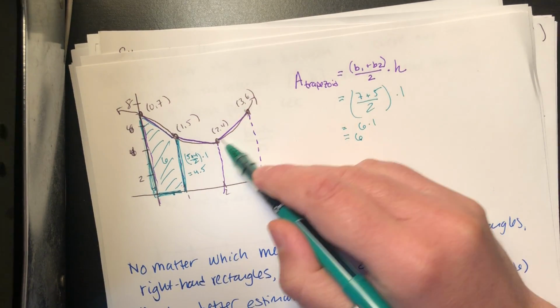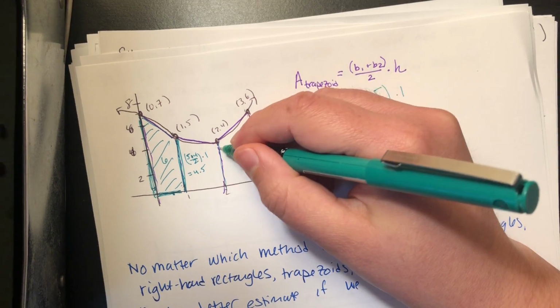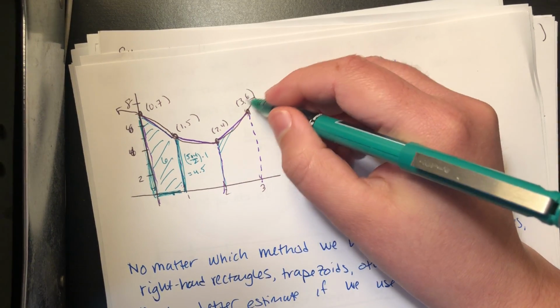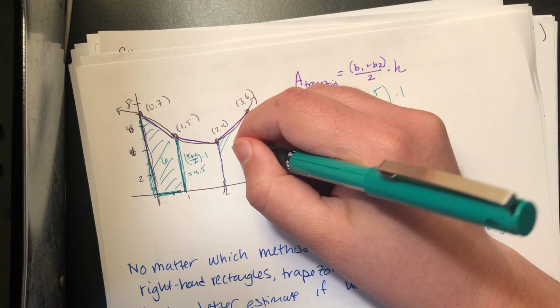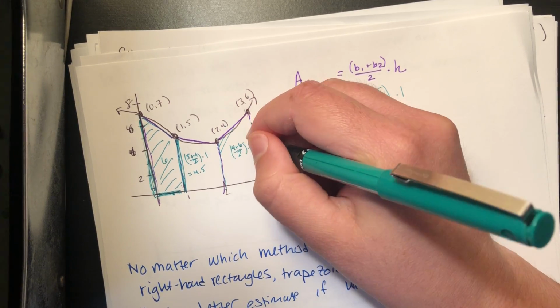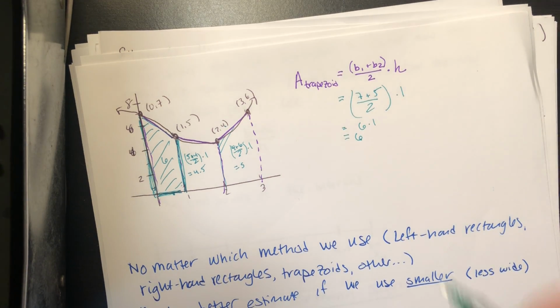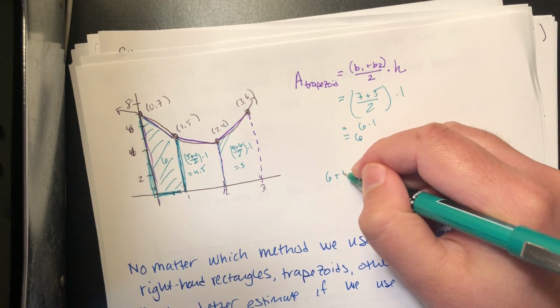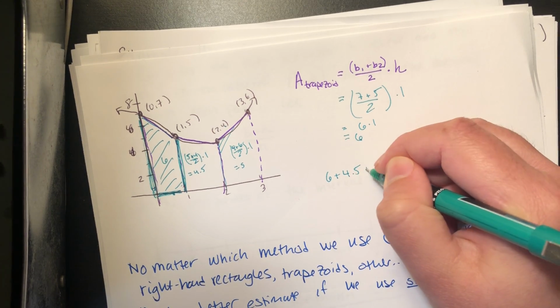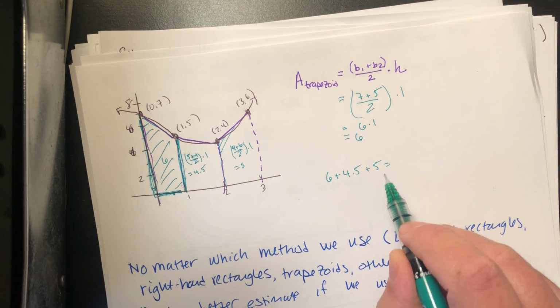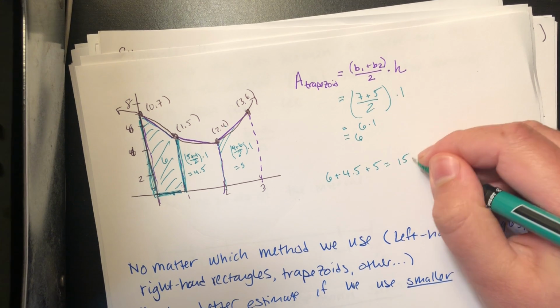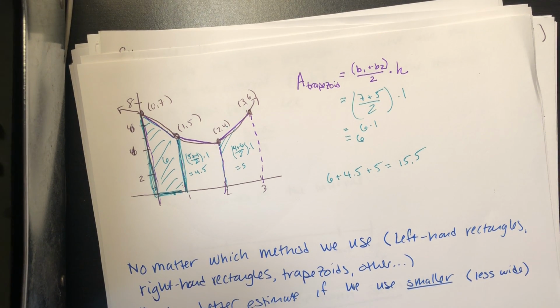And this last trapezoid here, if we would try to shade this in, it'd be 4 plus 6 over 2 times the height, which is 1, so 10 over 2 is 5. So using this estimate, we'd get 6 plus 4.5 plus 5, which gives us 15.5, which is right in between the two estimates that we got using rectangles, which suggests that maybe the actual area is somewhere between 15 and 16.